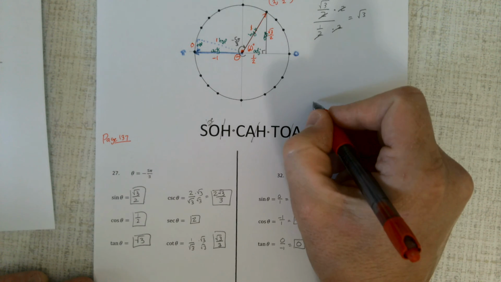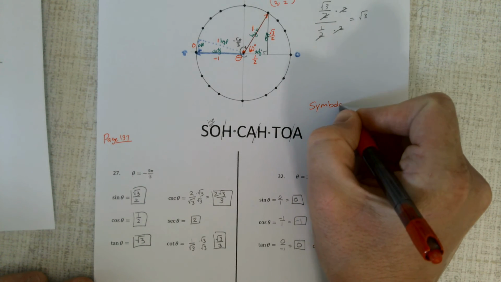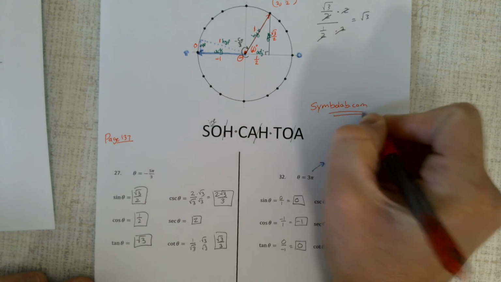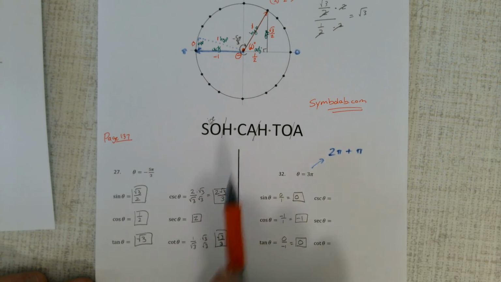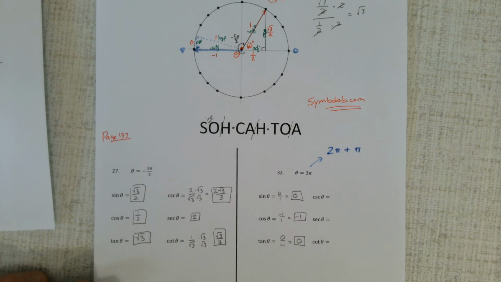The other really good place to check them is Symbolab. You can type them in directly and you'll get these outputs. Your calculator won't do the radicals. Symbolab will.